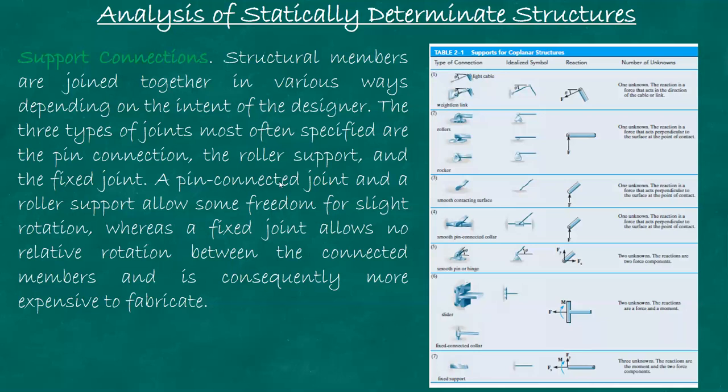A pin connected joint and a roller support allow some freedom for slight rotation. It can rotate, right? Whereas a fixed joint allows no relative rotation between the connected members and is consequently more expensive to fabricate. Welded is also fixed.